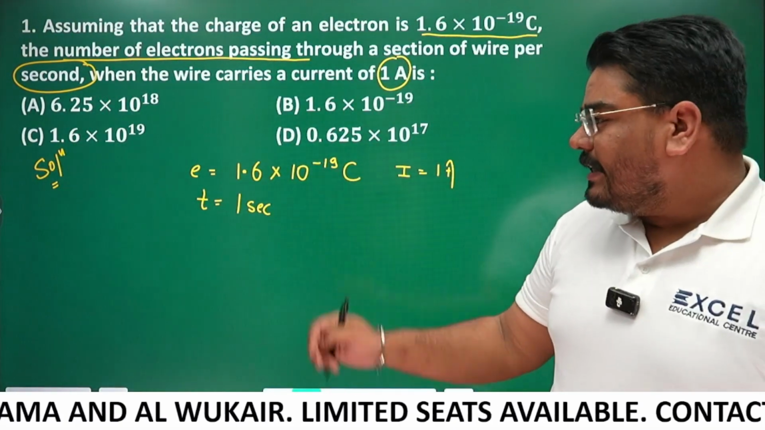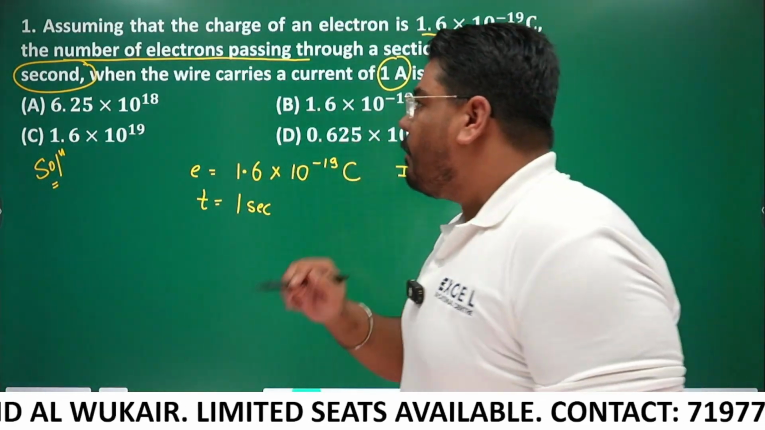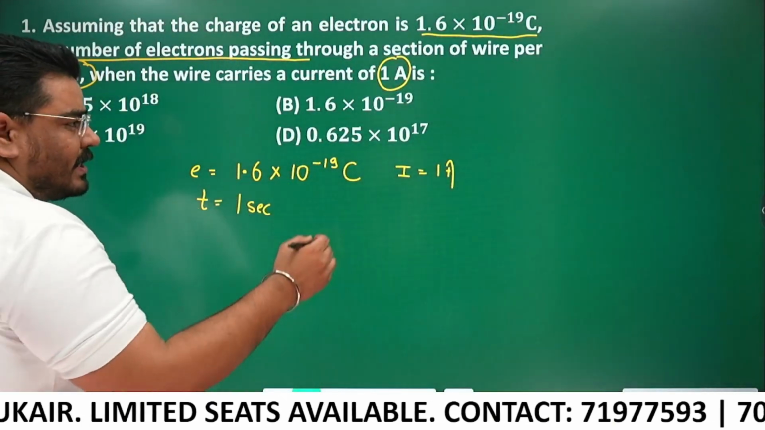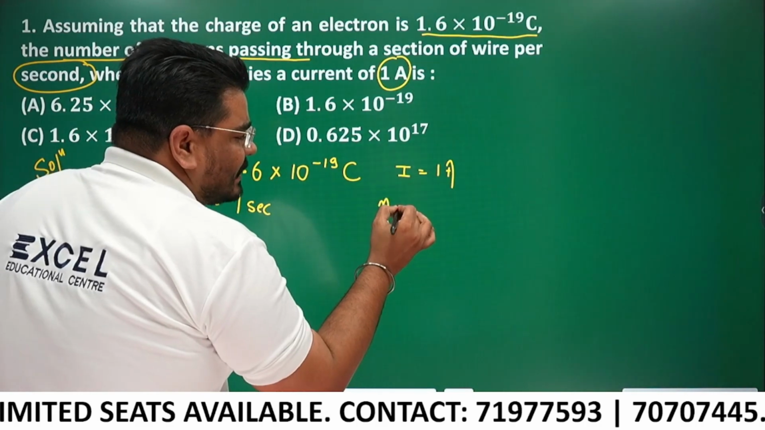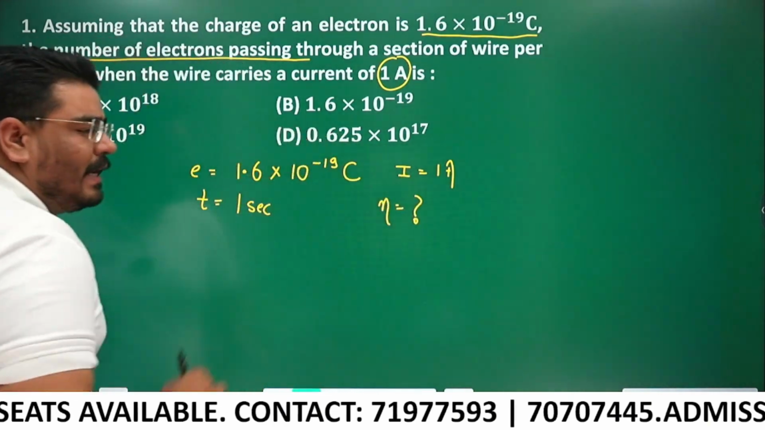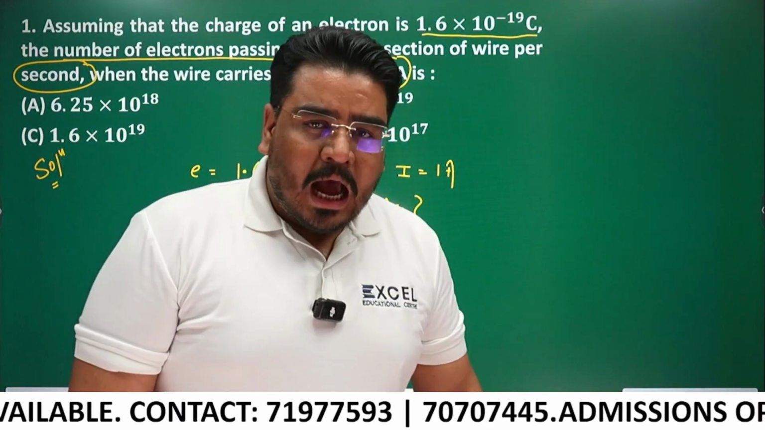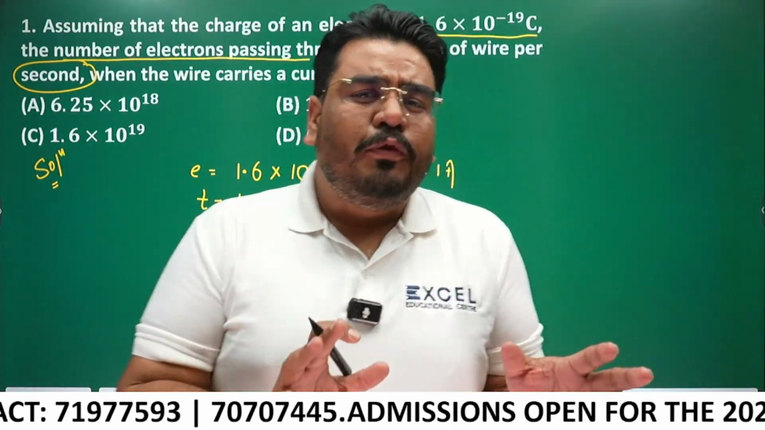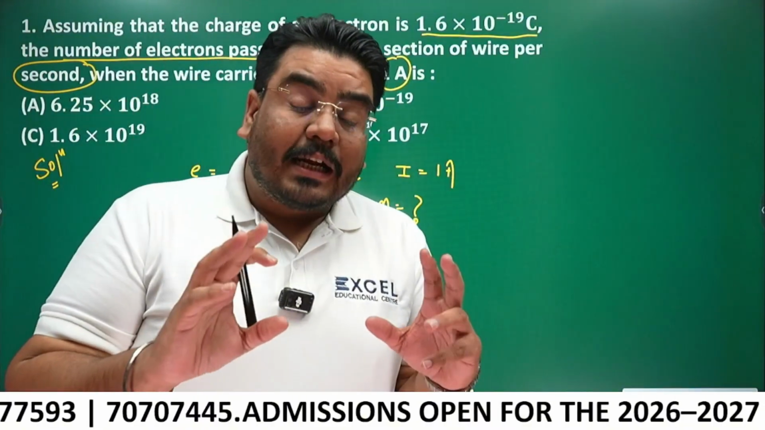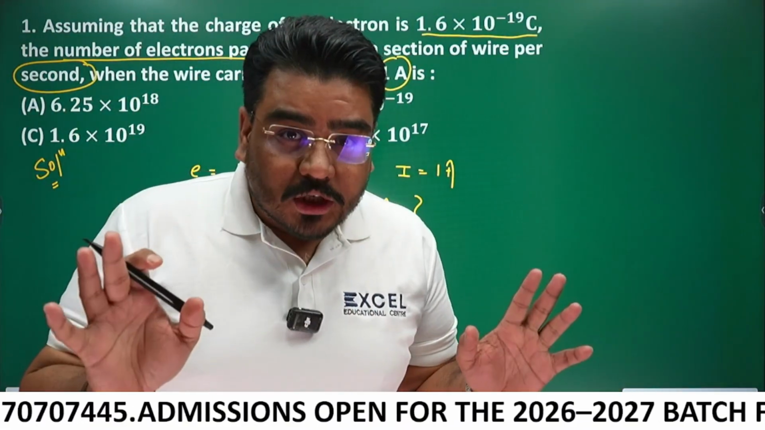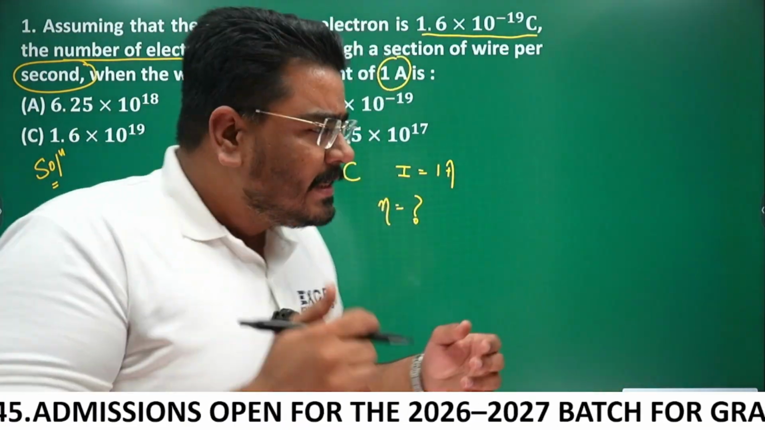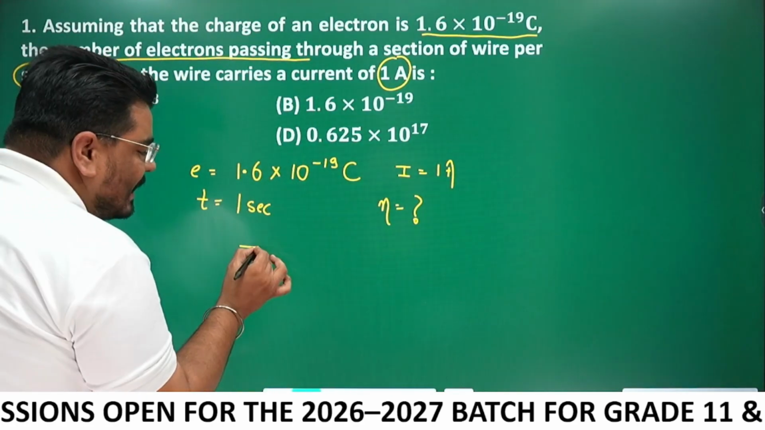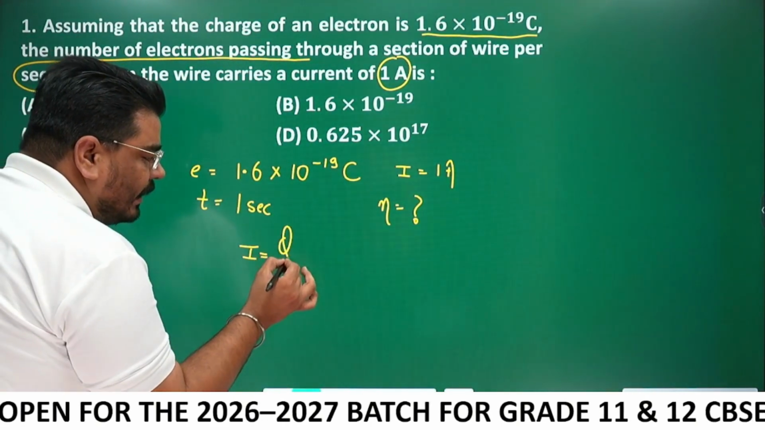Now, when I look at this, they are asking me the number of electrons that are passing through the cross-sectional area, and as far as I remember, we denote the number of electrons with N. Now, try to recall the formula for current. I believe most of you remember the first formula, that current is the rate of flow of charge. Yes, we used to write that I is equal to Q by T.